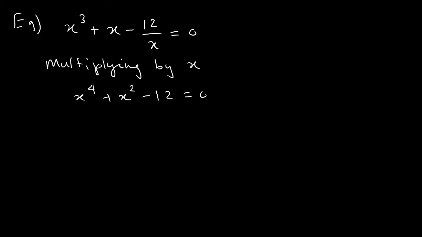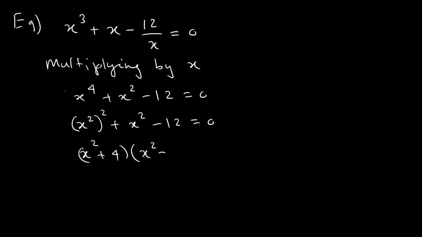And as before, we can write this one as x squared squared plus x squared minus 12. If you treat x squared like u, this is easy to factor. Since it's negative 12, you're going to get positive 4 and negative 3. So you can also use substitution as before, or just do it like that.